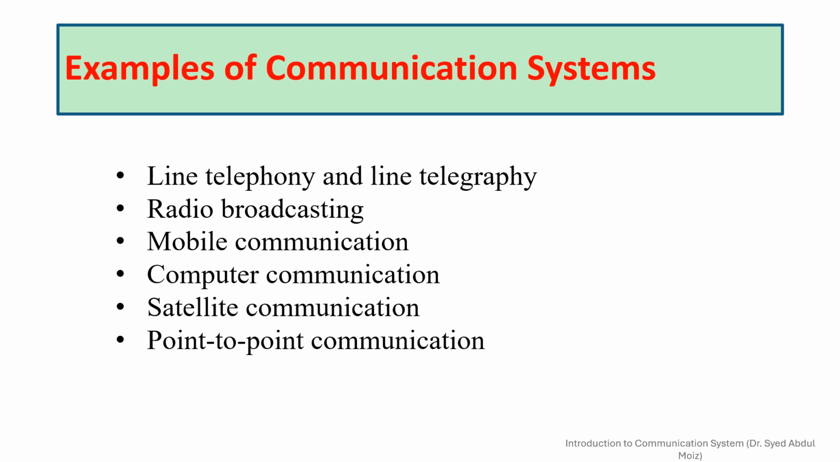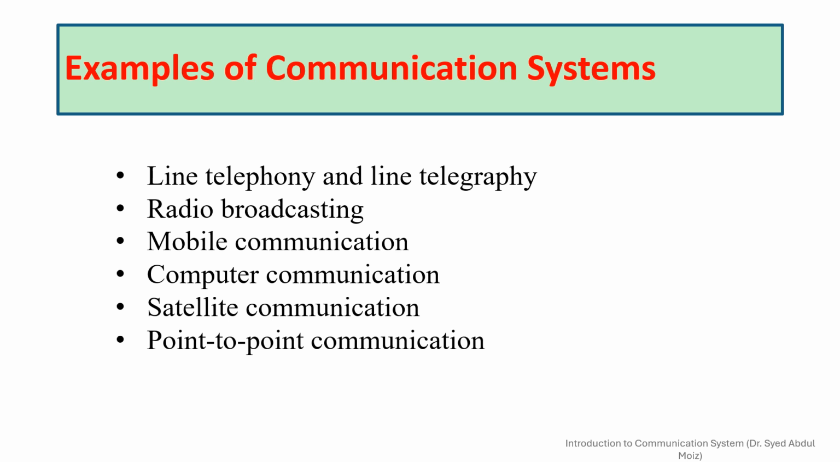In computer communication system, such as emails or file sharing, the source is the data created by the device. The transmitter, often a modem or network interface card, encodes the data into packets. These packets travel through the channel, which can be either Ethernet cable, fiber optics, or wireless network. The receiver at the other end decodes the packets and delivers the data to the destination, which could be another computer, server, or some other application.